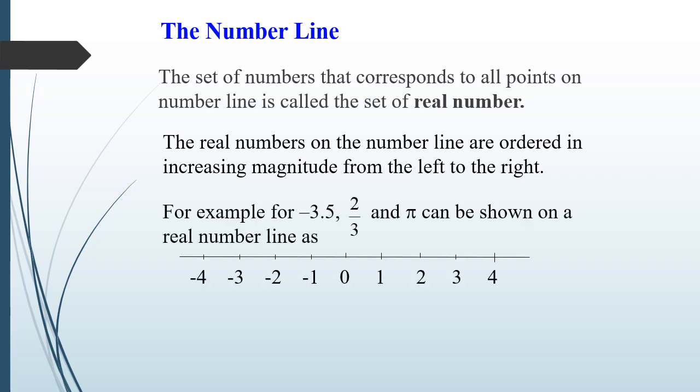For example, negative 3.5, 2/3 and pi can be shown on the real number line. So negative 3.5 is in between negative 4 and negative 3, and then 2/3 is in between 0 and 1. So all of these are real numbers. And also pi, even though it's irrational, it's still a real number. So we don't know what the exact value of pi is. It's only 3.142 and so on, right?